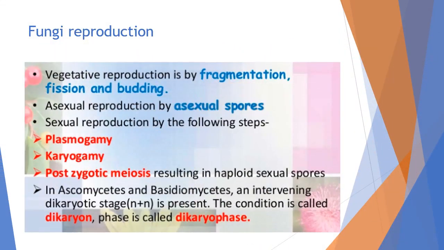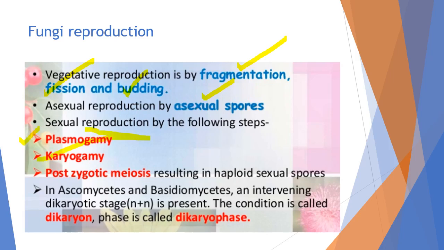How does reproduction take place in the fungi? Almost all types of reproduction have been mentioned. First one, fragmentation, then it can undergo fission, it can undergo budding. Now, what about asexual reproduction? They reproduce by some kind of asexual spores. Now, let's concentrate on sexual reproduction. The sexual reproduction takes place mainly in three stages.